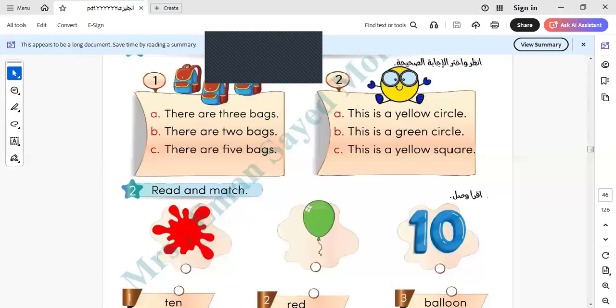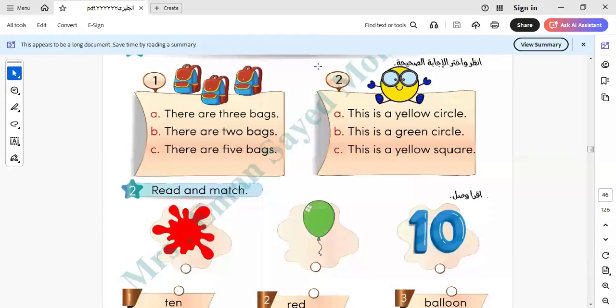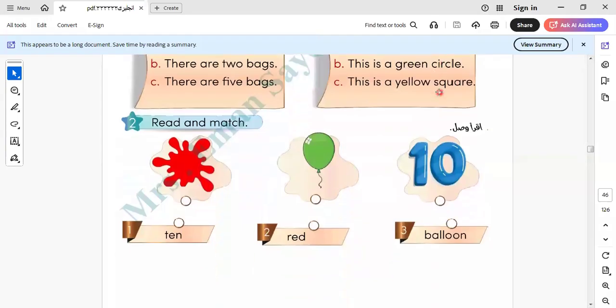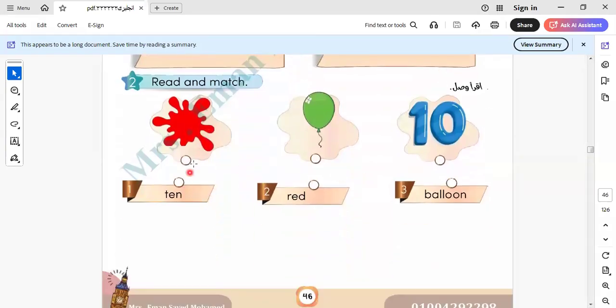I'm sorry for this mistake. I will resume the lesson. Here we say, this is what? This is a yellow circle. So I select this one. Let's go to another one. Here we have 10, red, and balloon. Which one is 10? This one. So I select 10 by this number. Red, this one. Balloon, this one.